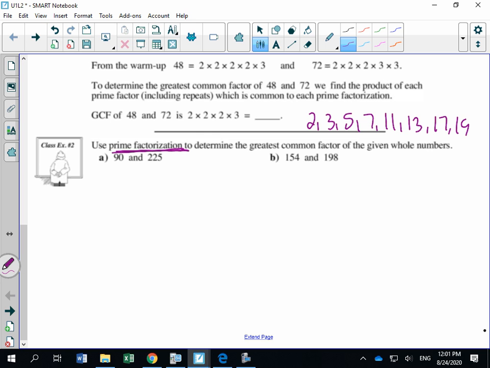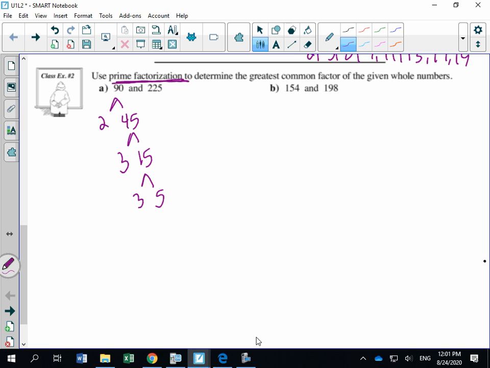So 90 divided by 2 is 45. 45 is not divisible by 2. So if we jump up to 3, we're going to get 15. And 15 divided by 3 is 5. So I want you to rewrite 90 as a product of the primes. So 90 is the same thing as 2 times 3 times 3 times 5.